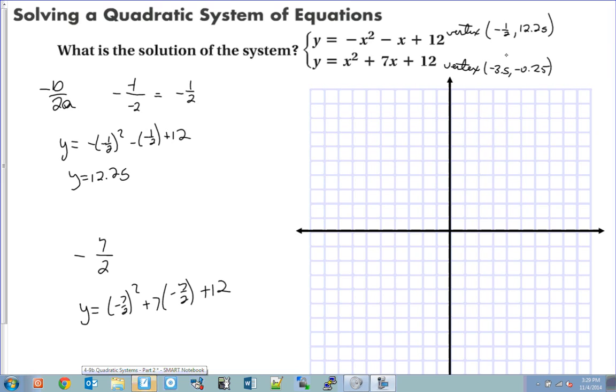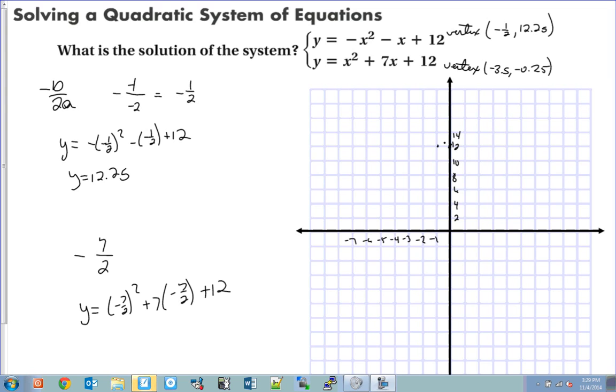All right, now let's go ahead and graph this. So let's graph our vertex for the first one. Now I'm going to make these go by ones, and I'm going to make the values on my y-axis go by 2's, just because it'll make it easier for me to graph it. So negative 1/2 and then 12.25, so 12 and go a little bit above it. Now we know that C is the y-intercept, so 12 is our y-intercept. We know that's going to mirror over here.